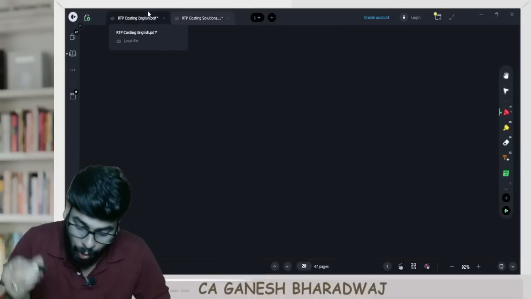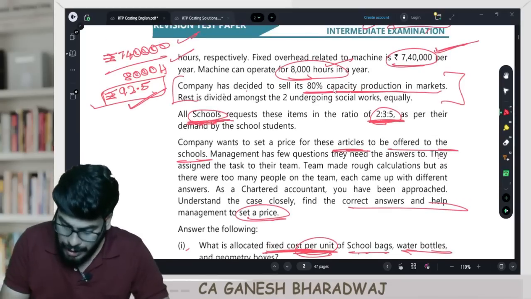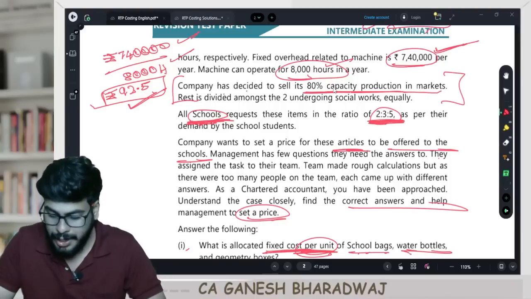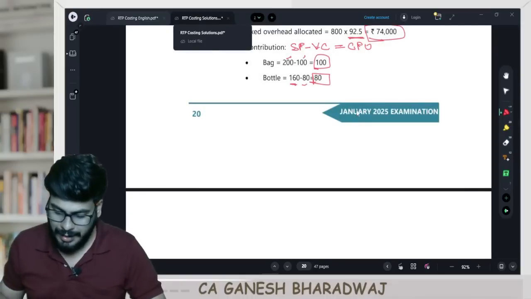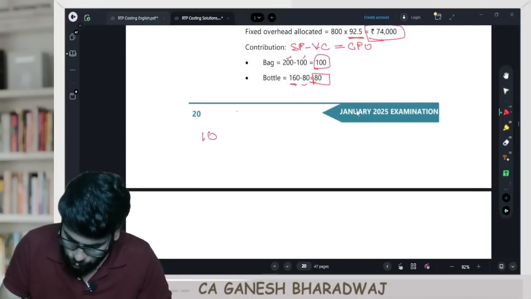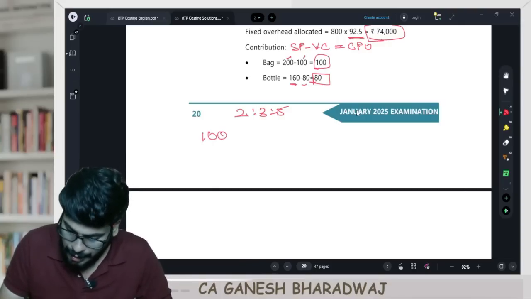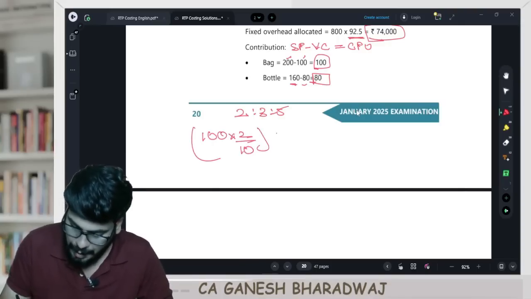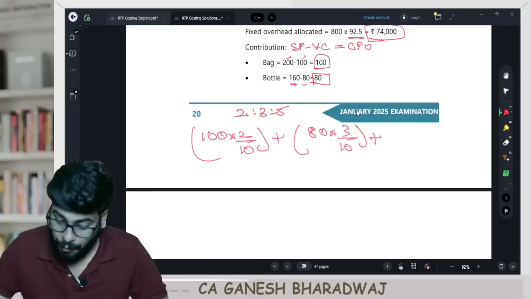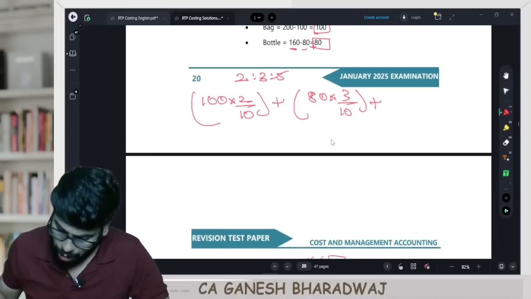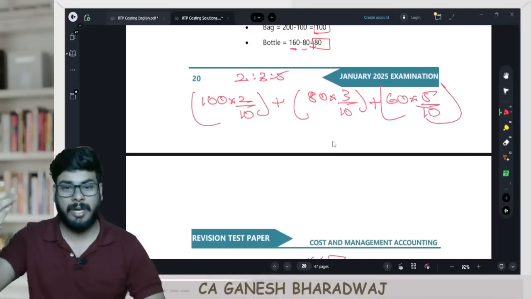Now they have also given in the question what will be the mix. The sales mix is given. Here they have clearly given that all the schools will request these items only in the ratio of 2:3:5, right? So we need to calculate the weighted contribution per unit. How will you do that? Very simple. The mix is 2:3:5, so for bag, it's 100 into 2 by 10, plus for bottle, 80 into 3 by 10, plus for your geometry box, 60 into 5 by 10. Correct? This is how we calculate the weighted contribution per unit.